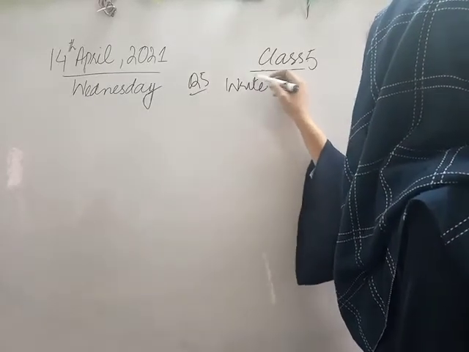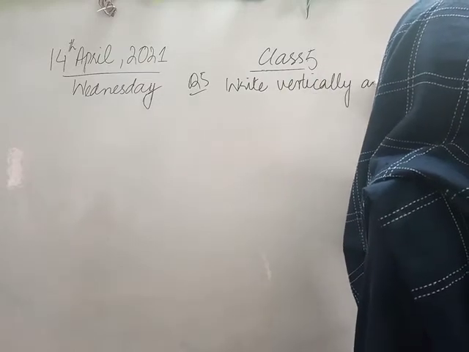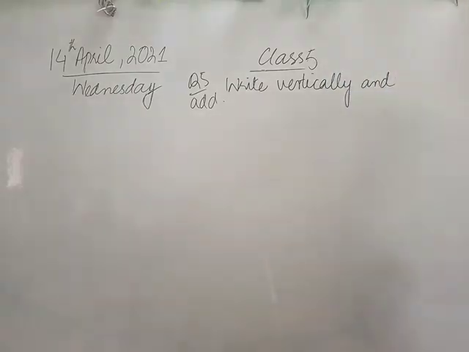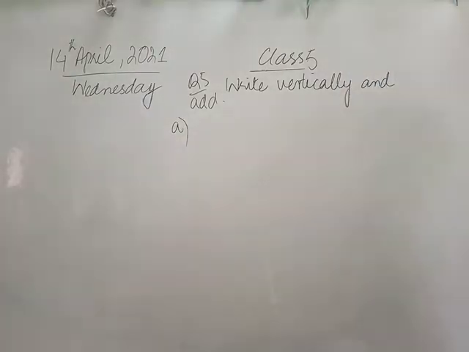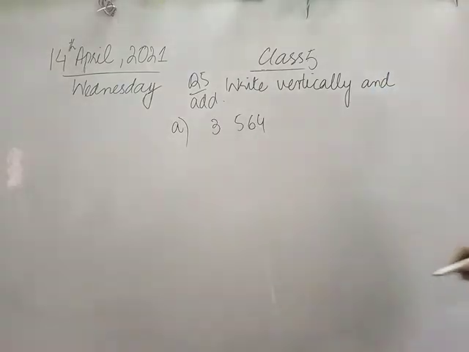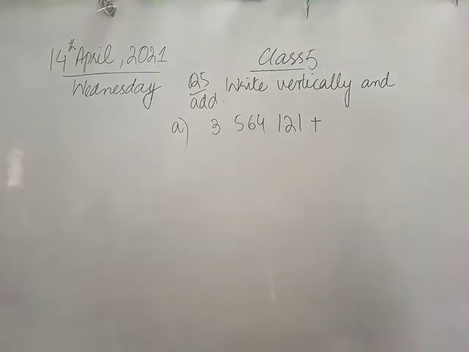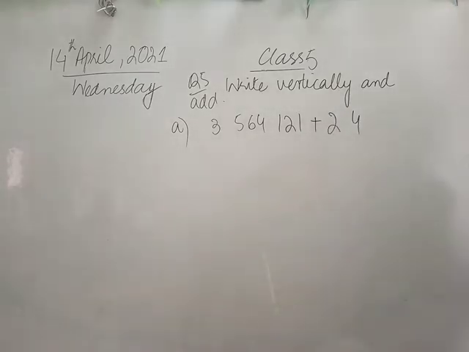Fine. Now let's move forward towards question number 5, which is: write vertically and add. First part, 3 564 121 plus 2 473 565.